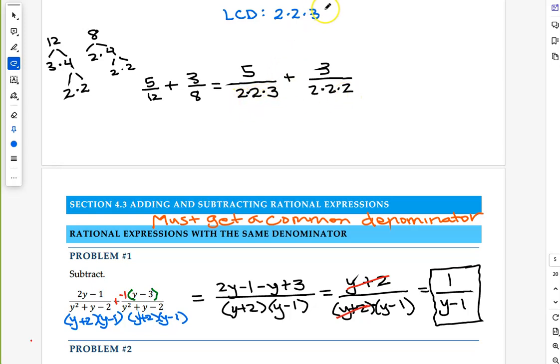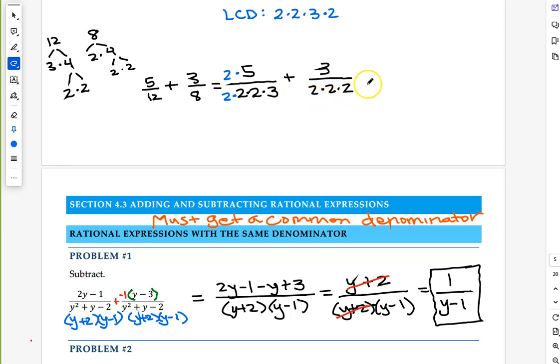So that means I need to multiply this by another 2 in order to get there. So this one needs to be multiplied by another 2. So let me put 2 here. But if I multiply 2 on the bottom, I also need to multiply by 2 on the top.